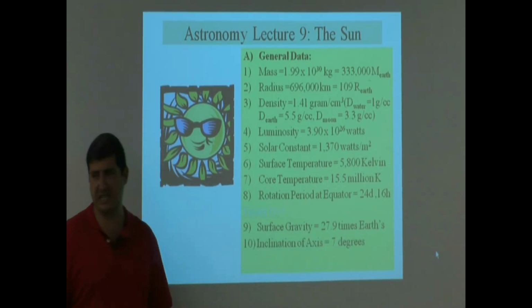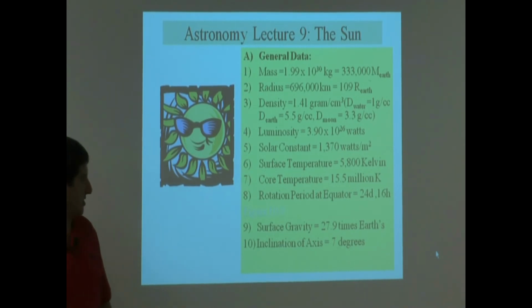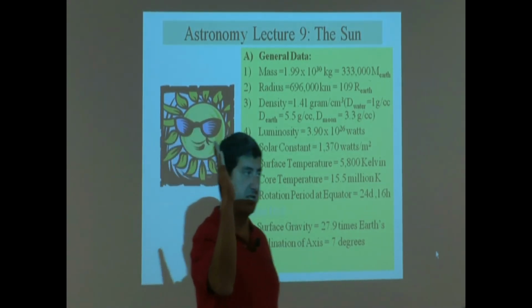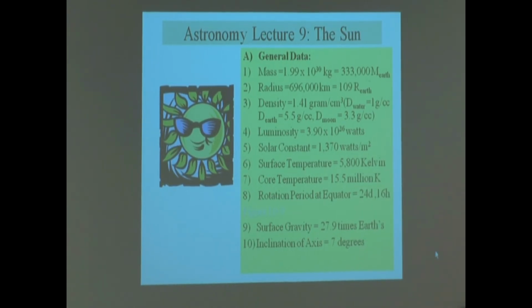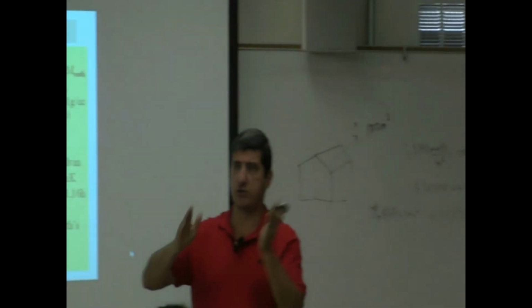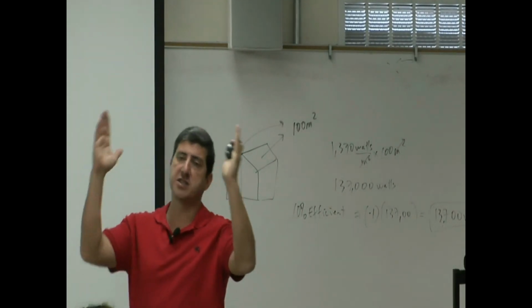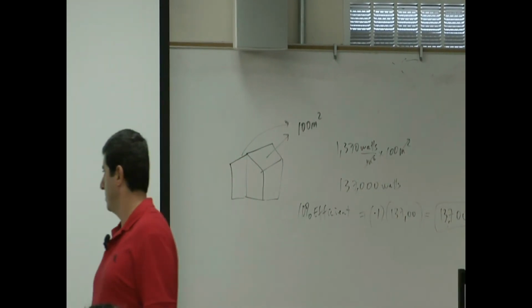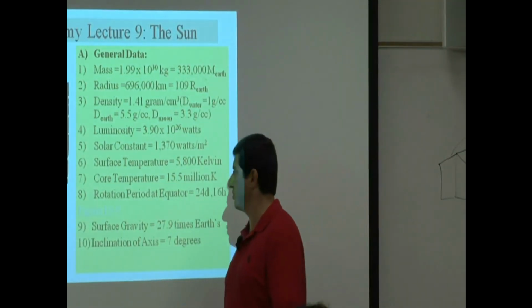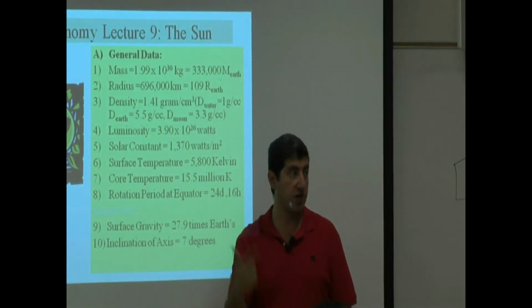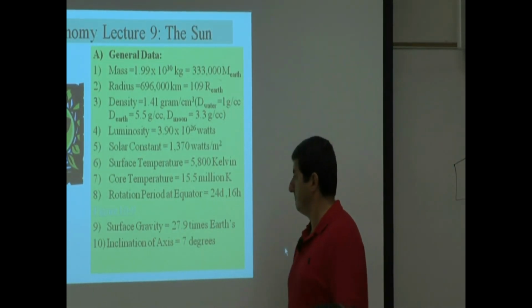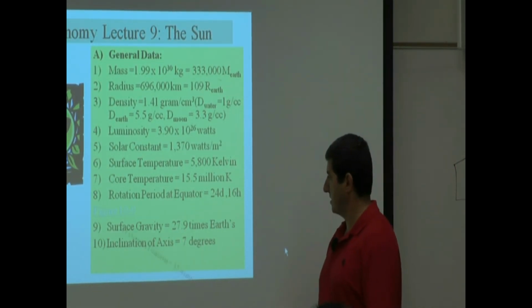Inclination of the axis, 7 degrees. So just like Earth's axis is inclined by 23.5 degrees, right? That's 23.5 degrees, and that's what causes our seasons. The sun's axis is also tilted by about 7 degrees. And how do we know that? Also by studying the pattern of sunspot rotations. We can determine the inclination of the axis.